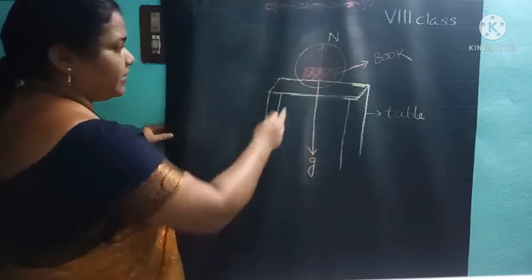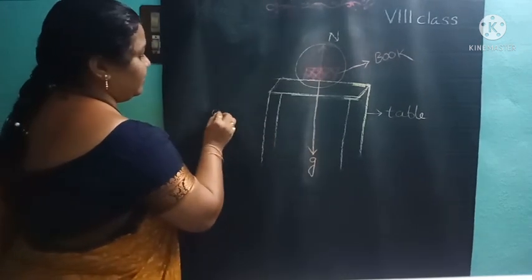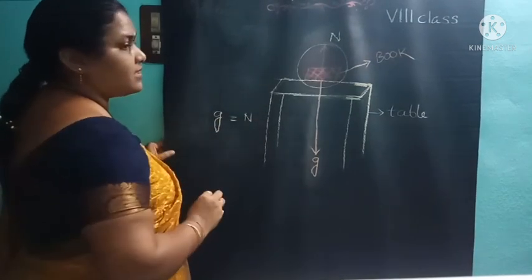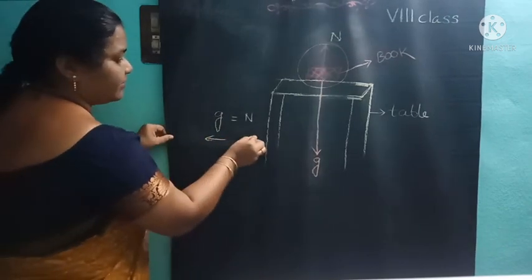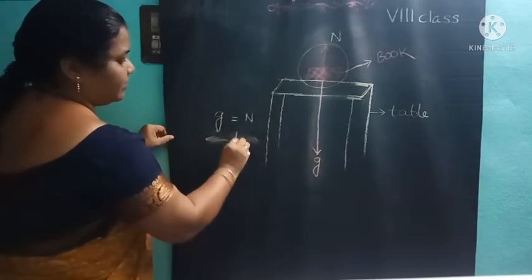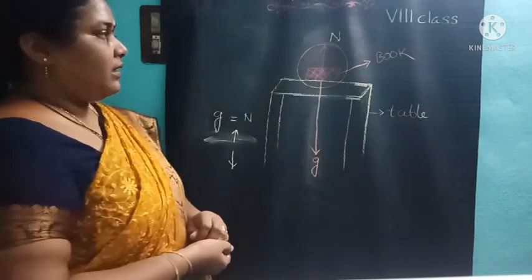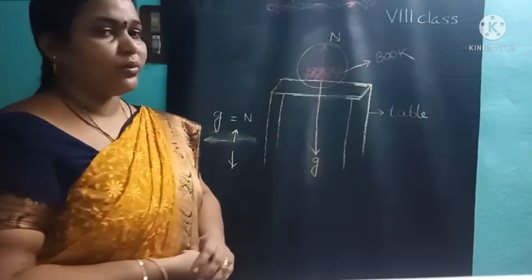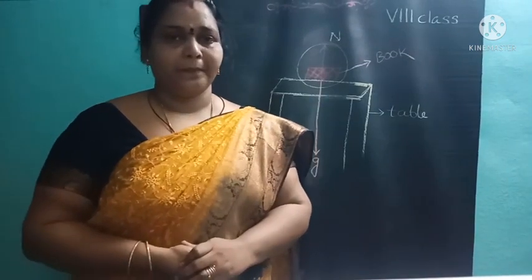In the above example, the gravitational force and the normal force are of the same magnitude and opposite direction. Here the net force on the book is 0. So the book is in equilibrium.